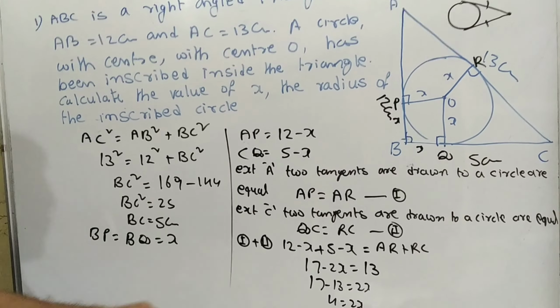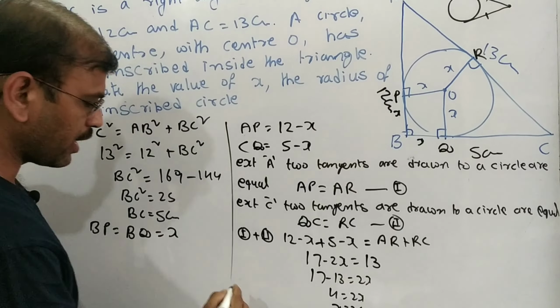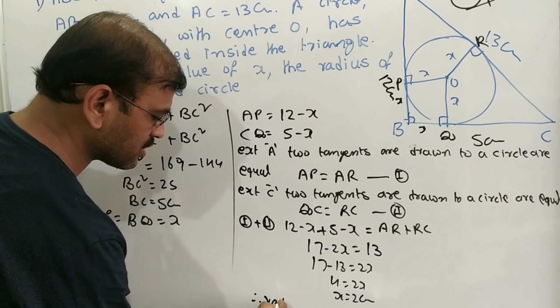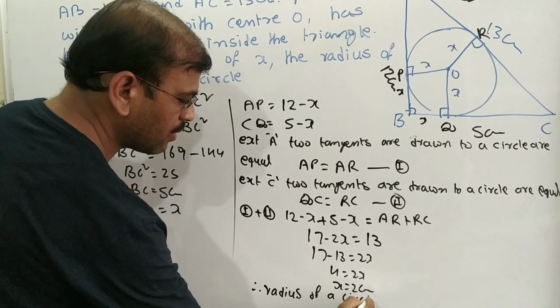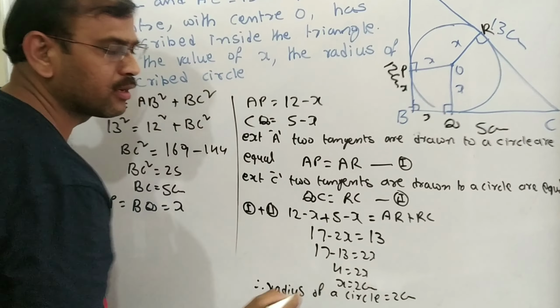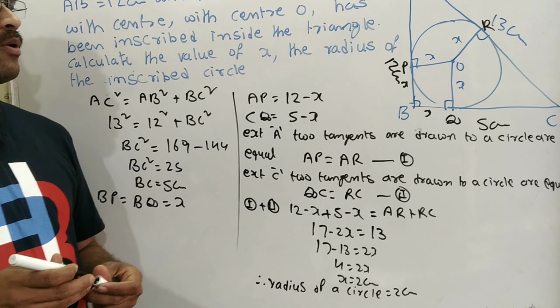So now you have got the radius of the circle. Therefore, radius of the circle equal to 2 centimeter.